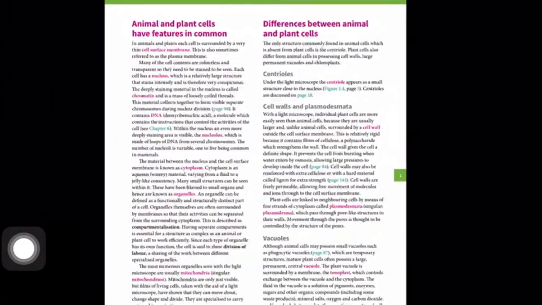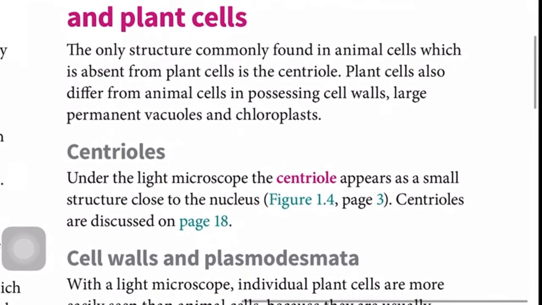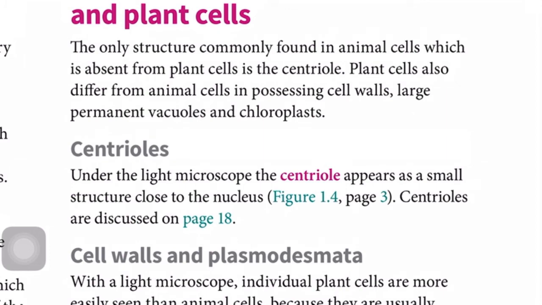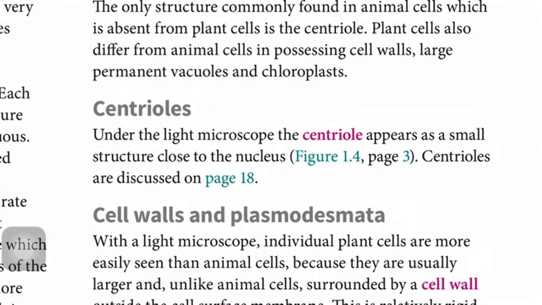Now let us see the differences between animal and plant cells. The only structure commonly found in animal cells which is absent from plant cells is the centriole. Centriole has a function in cell division, but I guess plants do not need them. We will see the function of centrioles in animal cell division, both in mitosis and meiosis. While cells divide, the genetic material needs to be divided equally in mitotic cell division, which occurs in somatic cells, and 50-50 as it occurs in meiotic cell division. Plant cells also differ from animal cells in possessing cell walls, large permanent vacuoles, and chloroplasts.